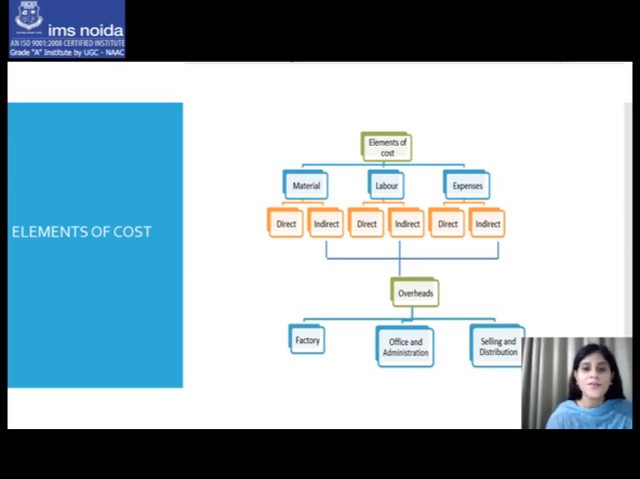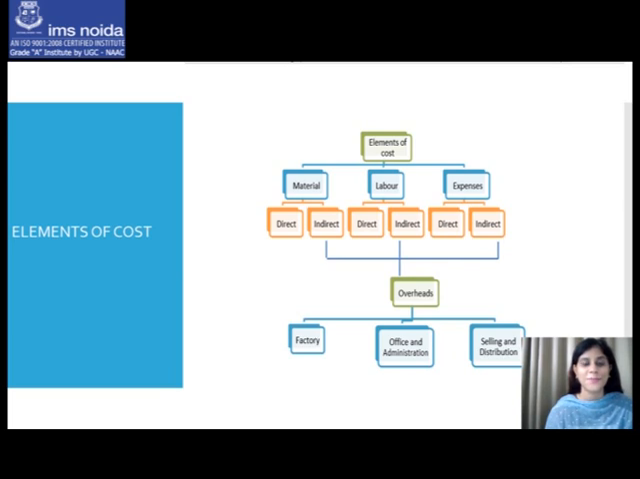The first one: we said material is an important and the first element of cost. It can be direct material, it can be indirect material. So first we discuss what direct material is. Direct material is material that can be directly identified with each unit of the product. Direct material can be conveniently measured and directly charged to the product. For example, raw cotton in textile manufacturers, sugarcane in the sugar industry, and leather for the shoemaking industry.